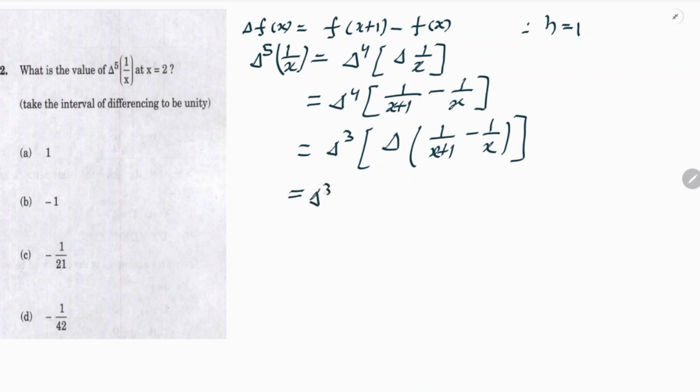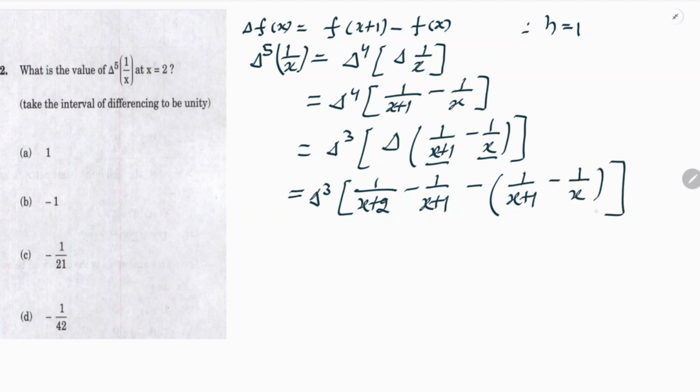Now we have to operate the delta again. If we operate delta on this function, we get 1 upon x plus 2 minus 1 upon x plus 1. And if we operate delta on this function, we get 1 upon x plus 1 minus 1 upon x, like this. We have to solve it till we utilize all the powers of delta. In the last we will put x equals 2 and we can solve it to get the answer.